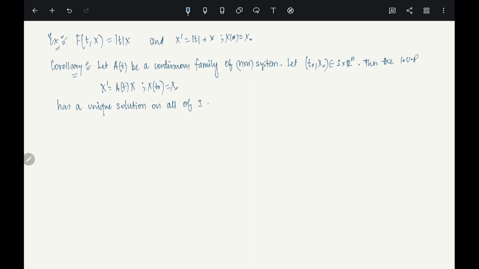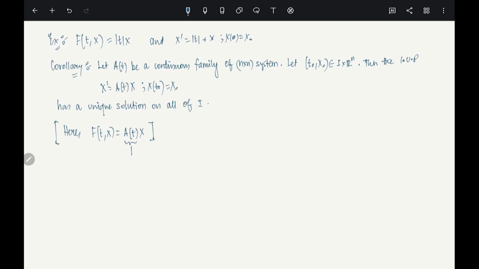So what we do is to see here what is f of tx. I want you to check the proof of this. I will just give you a hint of how to do this. f of tx is nothing but A(t) times x. Clear? A(t) times x.